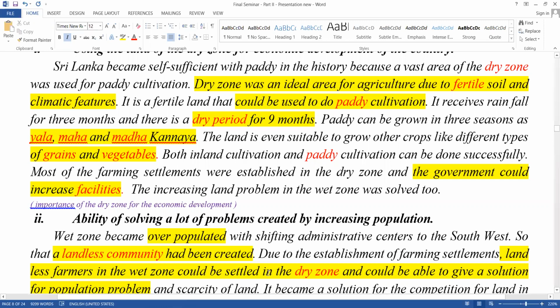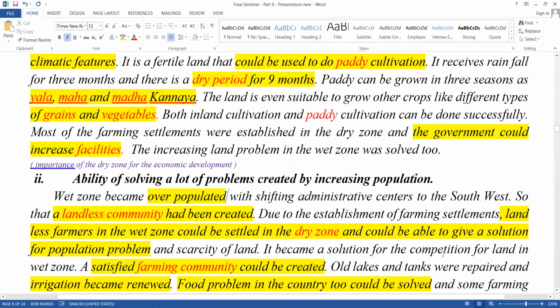Landless farmers in the wet zone could be settled in the dry zone, giving a solution for the population problem. It became a solution for the competition for land in the wet zone. A satisfied farming community could be created. Why? Giving all the facilities to these farmers in the dry zone. And even irrigation was renewed. Why? Many irrigation systems that prevailed in the dry zone had been destroyed because they were not used for a long time, until this happened. This was once again renewed.